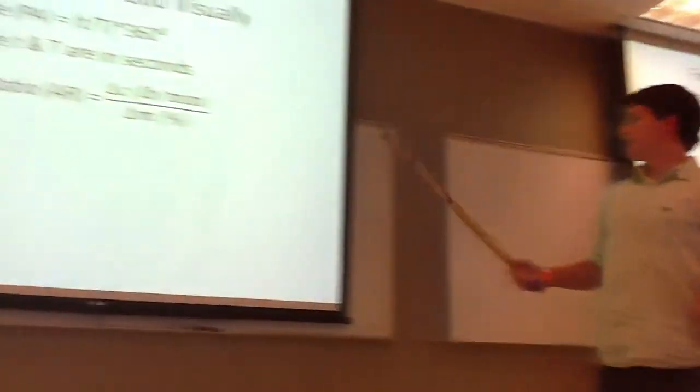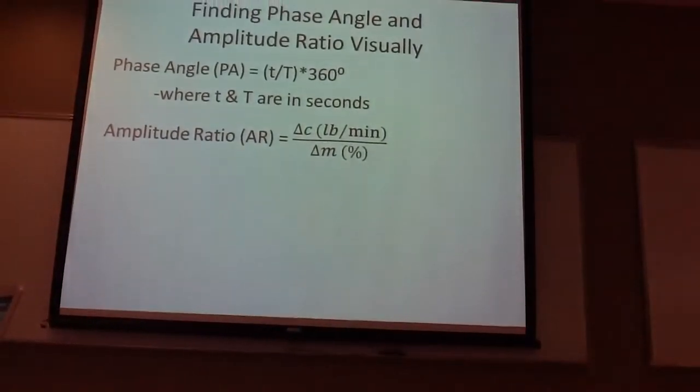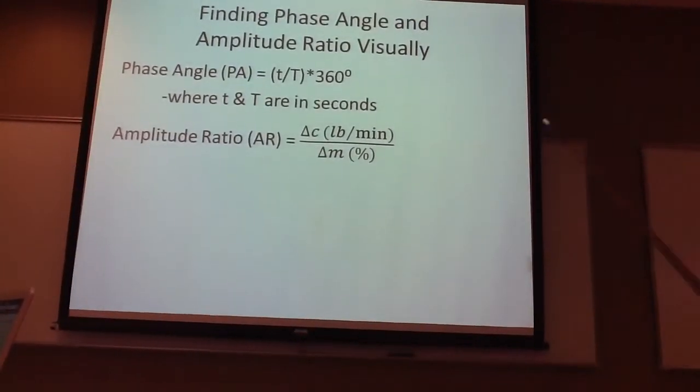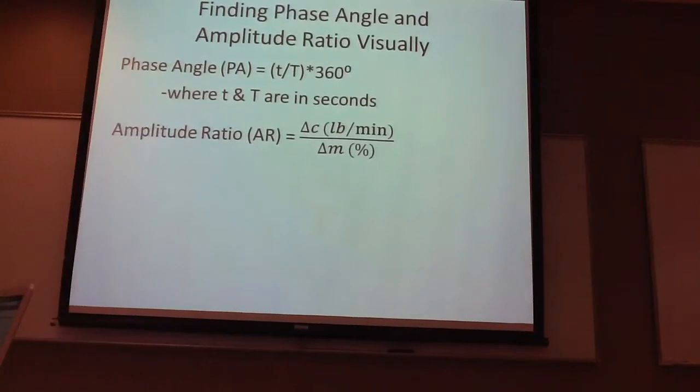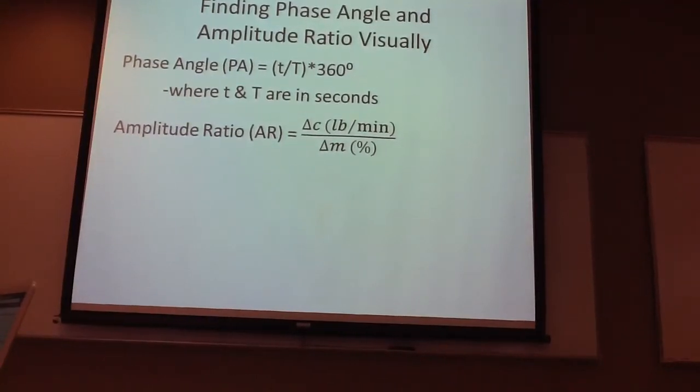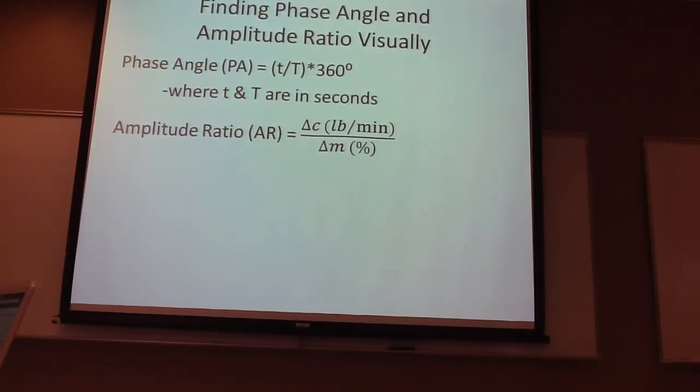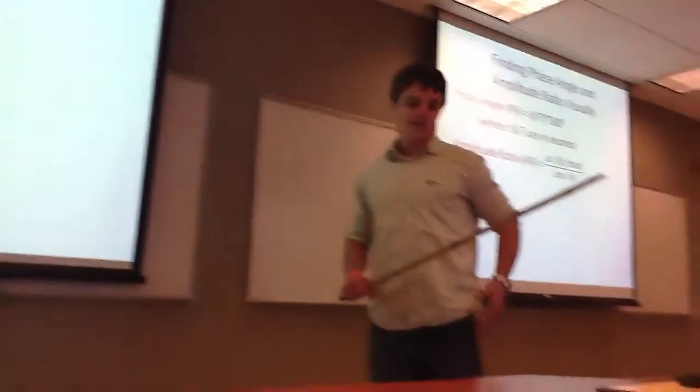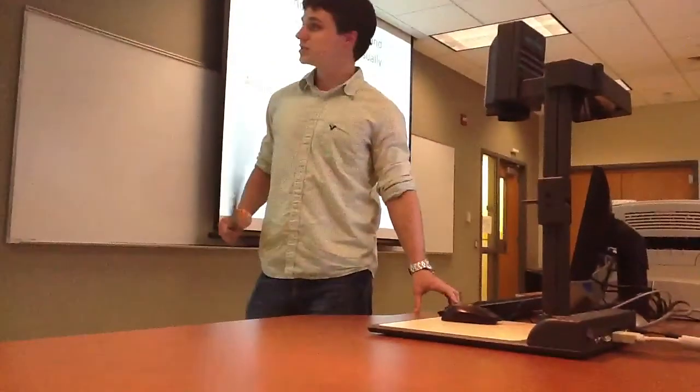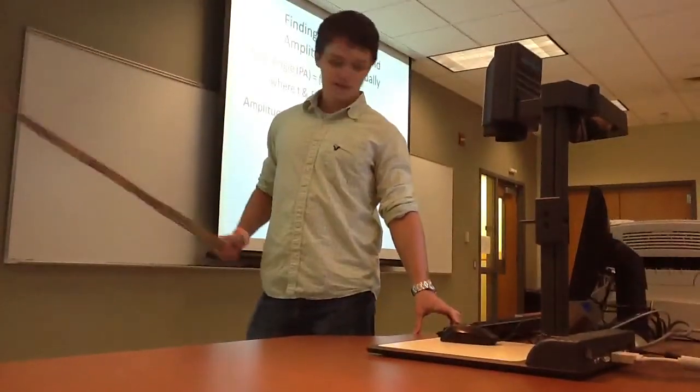The phase angle and the amplitude ratio can be found once you find these values, where the phase angle is little t over big T times 360 degrees, and then the amplitude ratio is delta C over delta M, which is your change in output over your change in input.